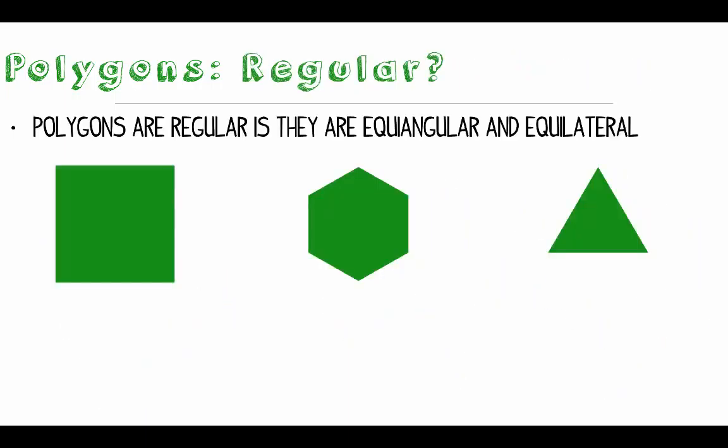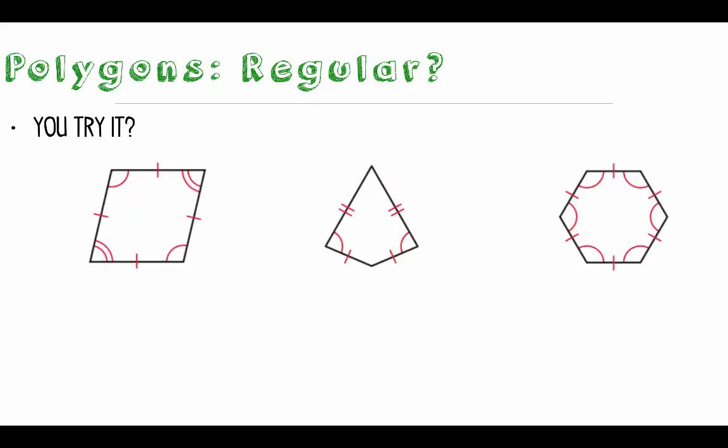These polygons that are regular are both equal angular and equilateral, and that's important to remember. They must have the same measure of angle, and they must have the same measure of their side lengths. Take a moment to look at these. Please press pause.